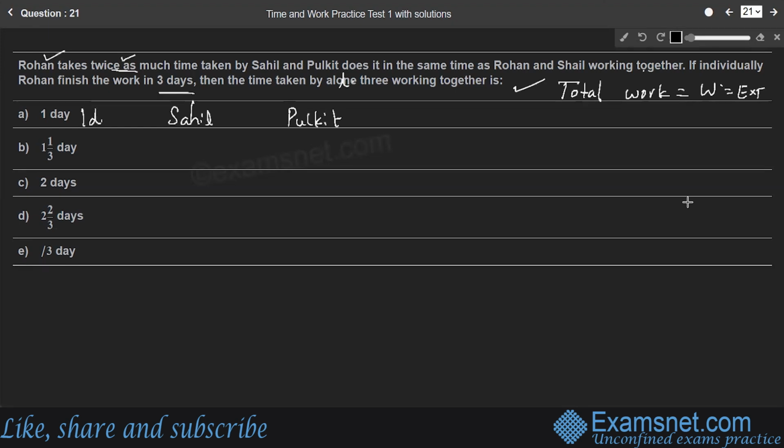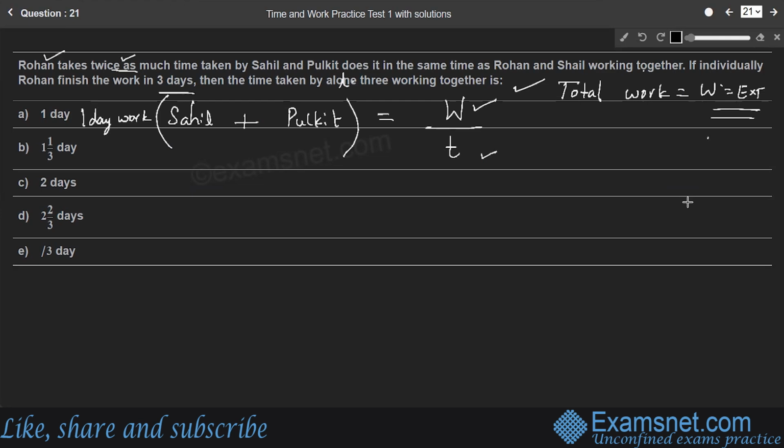So one day work of Sahil and Pulkit. If they take T days of time to complete the total work, their one day work becomes W by T. I'll repeat. If they take T days of time to complete W amount of work, their one day work becomes W by T, using the relation W is equal to E into T. So we are just writing their one day work, or their capacity.